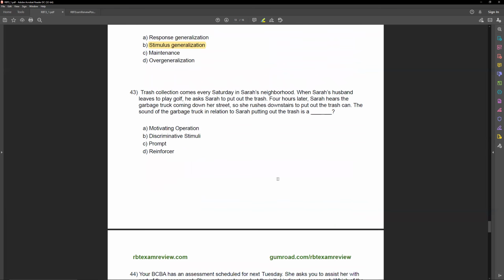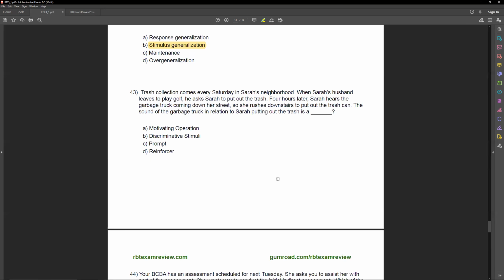Okay, 43. Trash collection comes every Saturday in Sarah's neighborhood. When Sarah's husband leaves to play golf, he asks Sarah to put out the trash. Four hours later, Sarah hears the garbage truck coming down her street, so she rushes downstairs to put out the trash can. The sound of the garbage truck in relation to Sarah putting out the trash is a what?